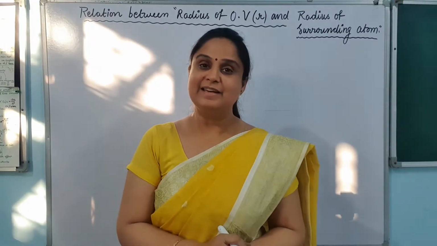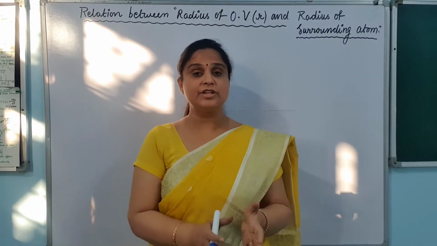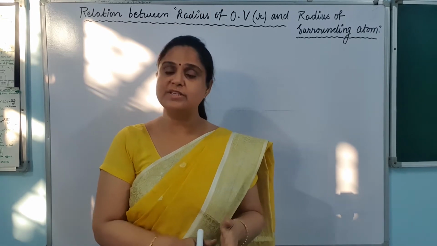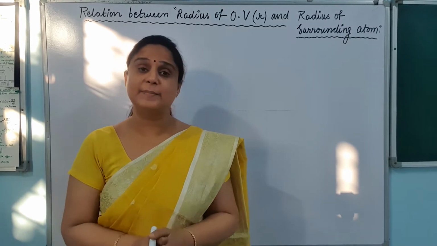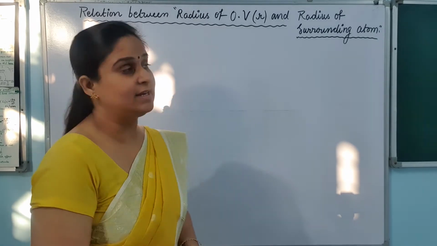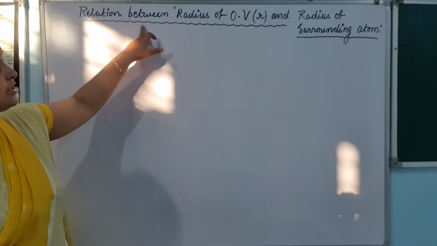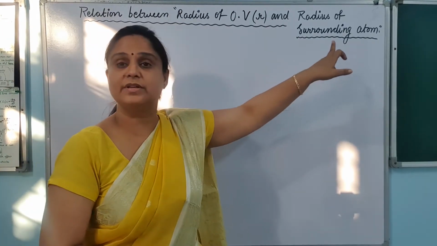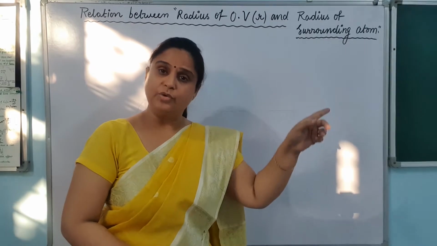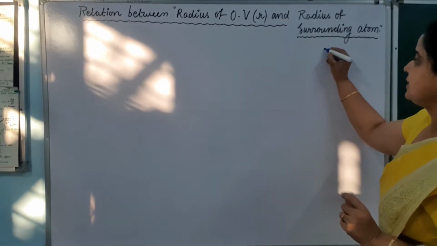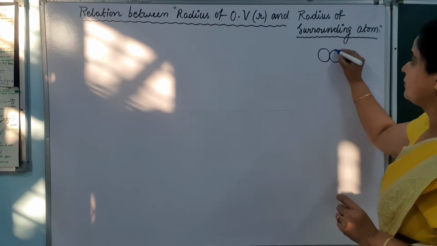Hello everyone. In the last video we have seen the location of tetrahedral and octahedral voids, and we have seen how many tetrahedral and octahedral voids are present in a unit cell, isn't it? Now in this video, we are going to find out the relationship between the radius of the octahedral voids and the radius of surrounding atoms.